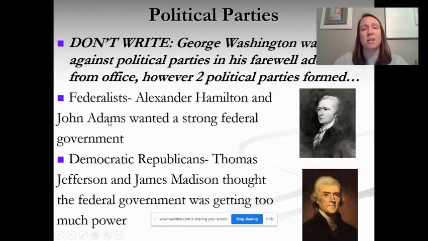So the Federalists are going to be like today's Democrats, and the anti-federalists are pretty much going to be like today's Republicans. So Alexander Hamilton and John Adams were Federalists. Thomas Jefferson and James Madison were Democratic Republicans. So you've heard of all those people.